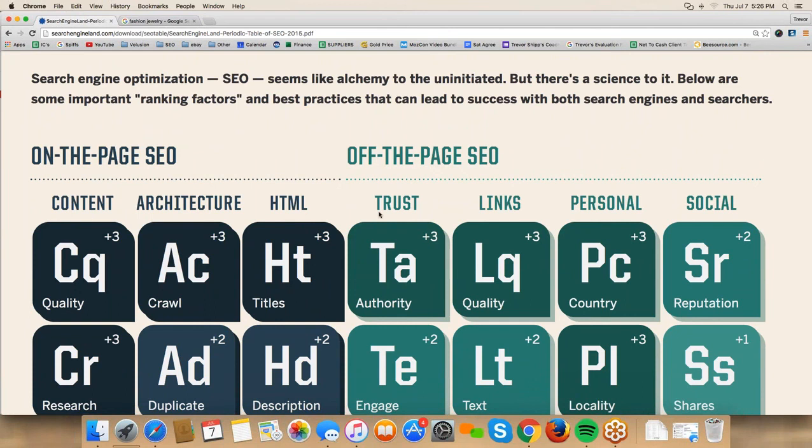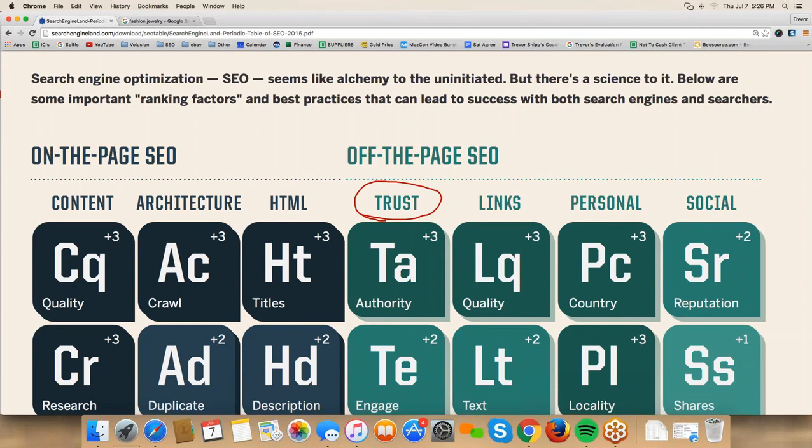Whoops, let me grab my pen again. This one right here, trust. Now this is the #1 reason why most of you guys don't rank quickly, okay? You build this really great looking website. It's a beautiful looking website. It's got all these keywords and you've done a lot of work on your content. But you know why you're not ranking is because you don't have any trust.